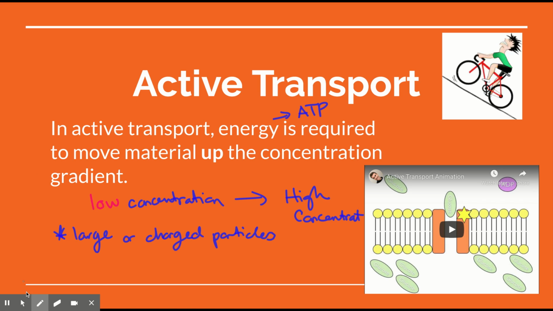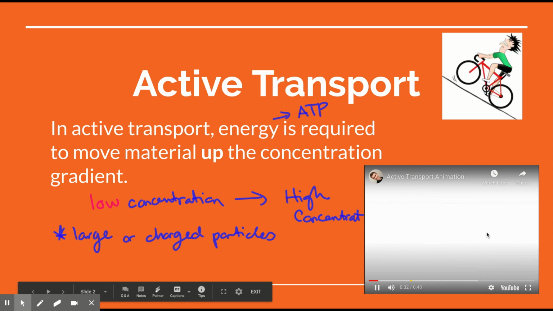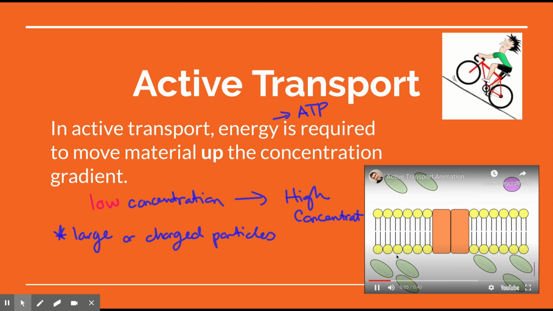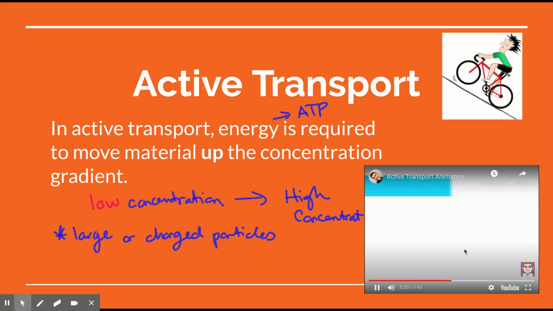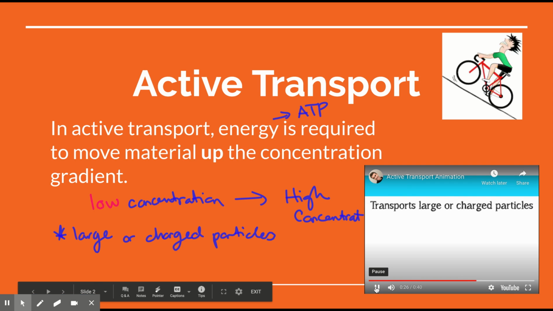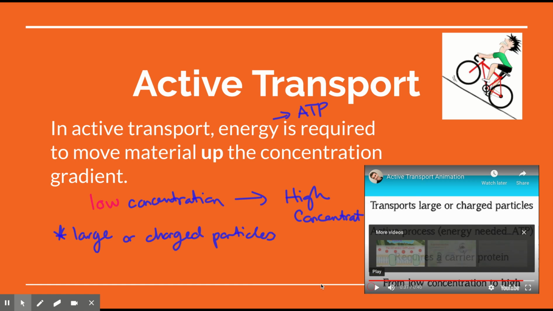Okay, so if you were to watch this actual little clip here, you will see your cell membrane, you see a high concentration of glucose on the bottom, low concentration on the right, ATP right there, it gets energy, and the glucose is going to move from low concentration to high concentration. So therefore, that is what we call active transport. Okay? So it transports larger charged particles, like I said, it needs ATP, it needs energy, and we often require a carrier protein. Okay?